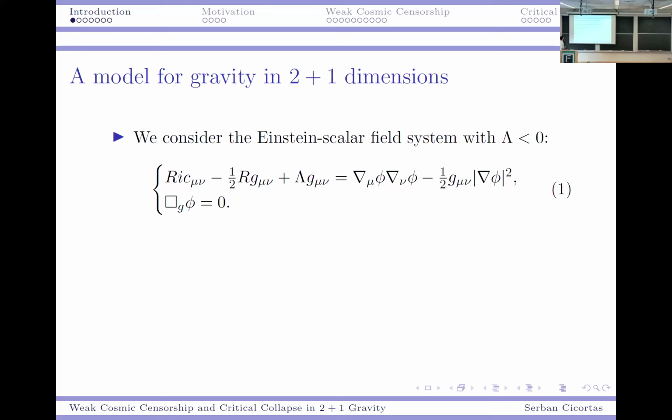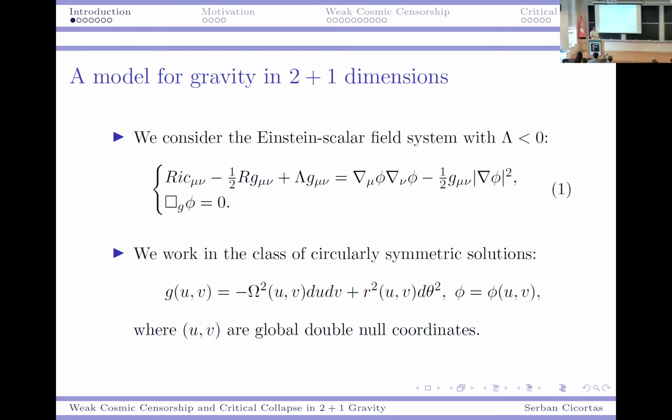So the model that we're going to study is the Einstein scalar field system with negative cosmological constant. The Einstein equations are Ricci curvature minus 1/2 scalar curvature times the metric plus lambda times the metric, and on the right-hand side you have the energy momentum tensor of the scalar field. The equation for matter is the wave equation for the scalar field. We're going to study this system in symmetry, namely in the class of circularly symmetric solutions.